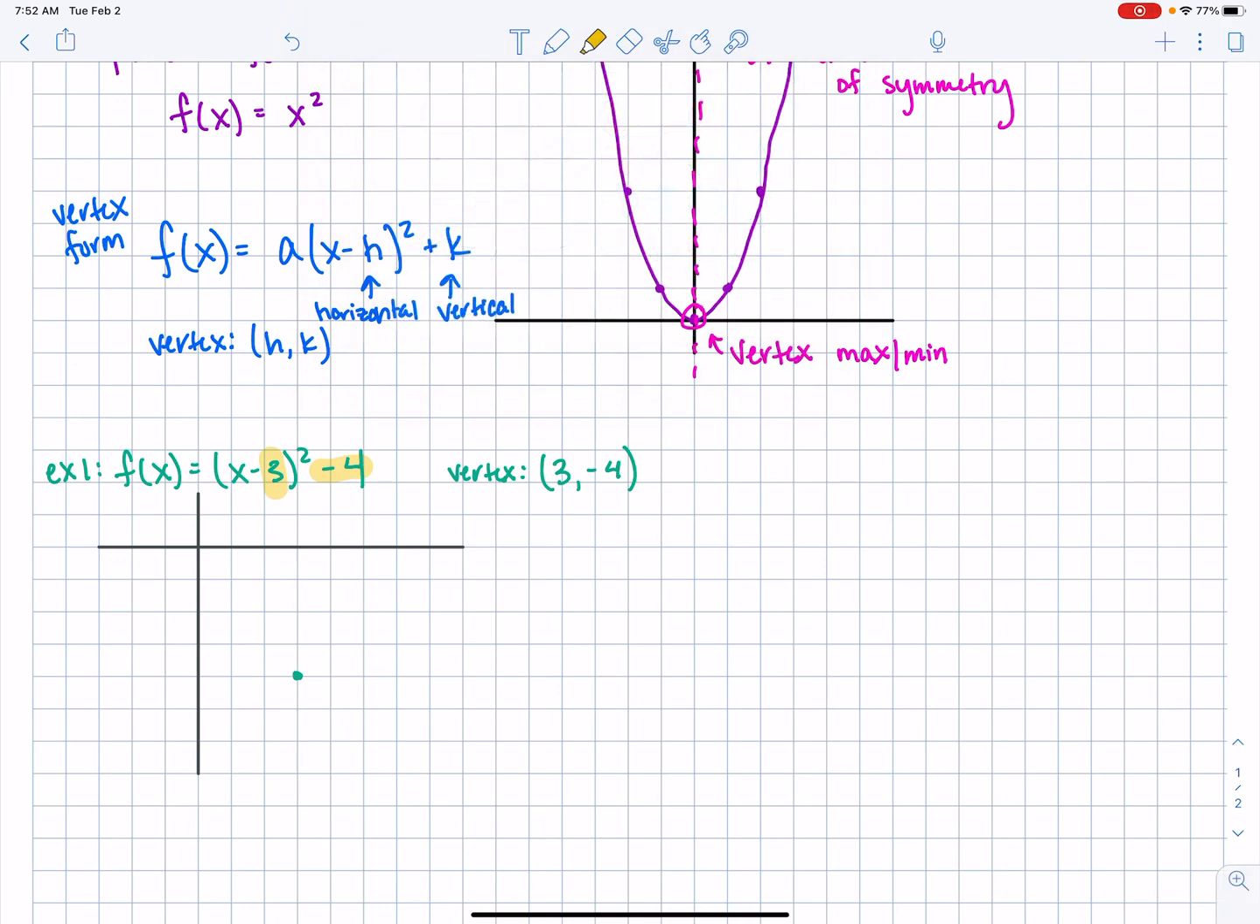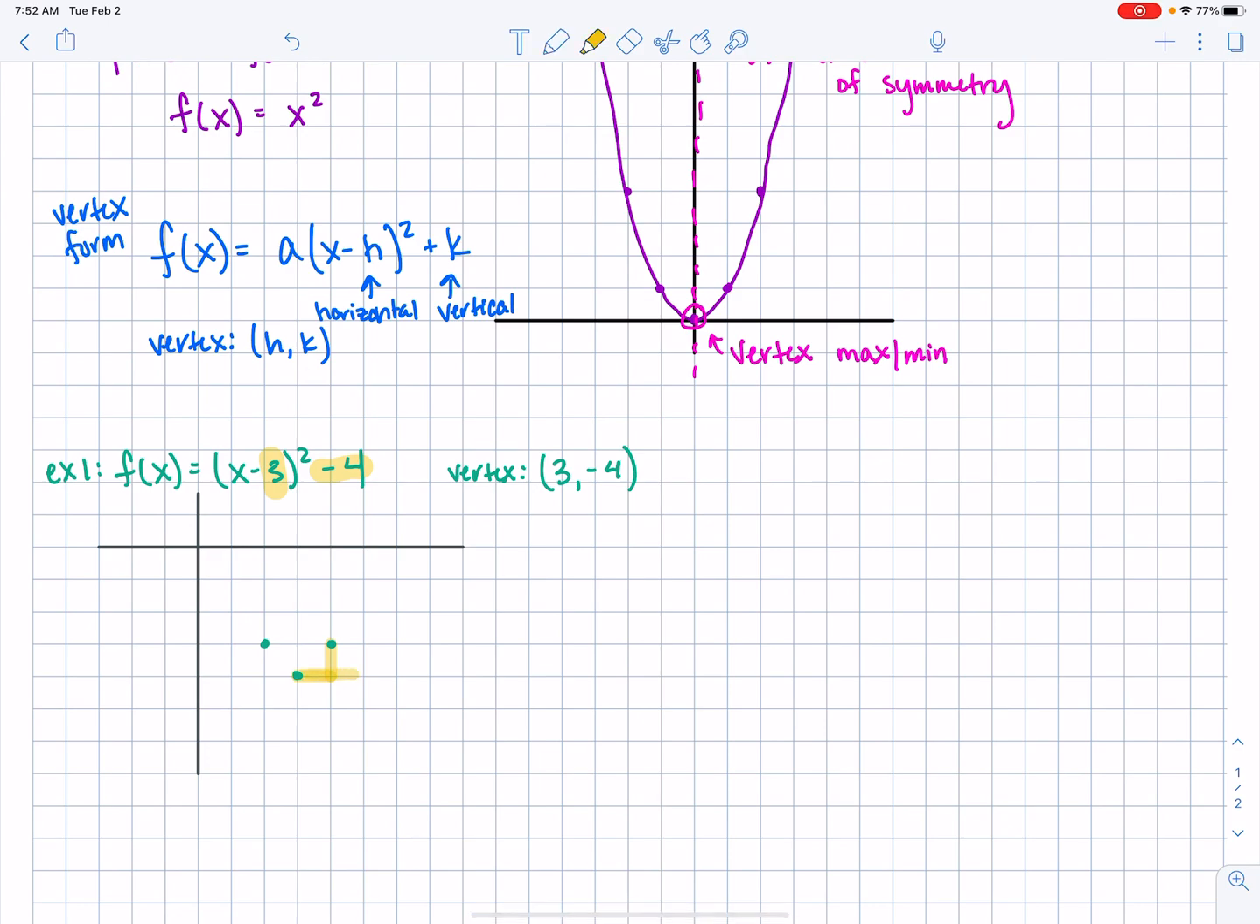So when you have a stretch of 1, I want you guys to look at this relationship. From your vertex, you're going to go over 1, up 1, and you're going to plot that point. And then, of course, that same relationship happens on the other side. Over 1, up 1.